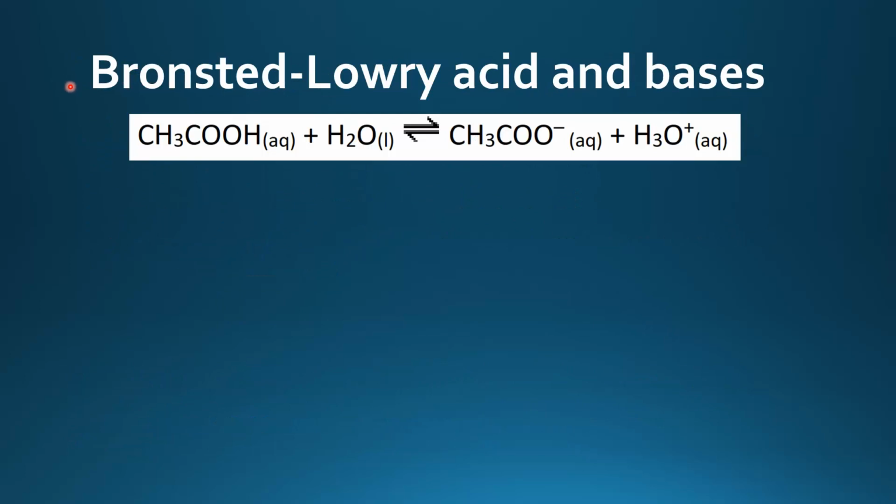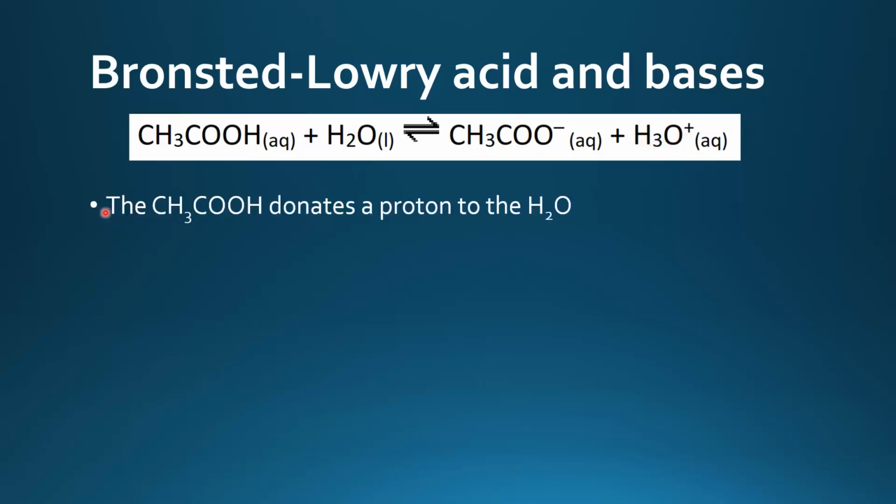Next, we look at Bronsted-Lowry acids and bases. In this reaction here, we have ethanoic acid reacting with water to form the ethanoate ion and the hydronium ion, which is the H3O+. So in this reaction, the ethanoic acid donates a proton to the water. This proton here goes to the H2O, and that gives us CH3COO-, the ethanoate ion, and again the hydronium ion, which has gained that proton to form H3O+.